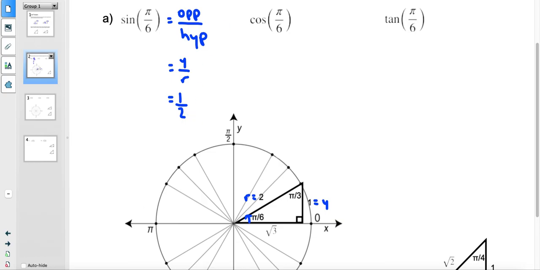Okay, cosine. Well, cosine is adjacent over hypotenuse. My adjacent side here, square root of 3, that represents my x value. And my hypotenuse here, that's the radius of my circle. That represents my r value. So we can say cosine pi over 6 is equal to x over r, or root 3 over 2.